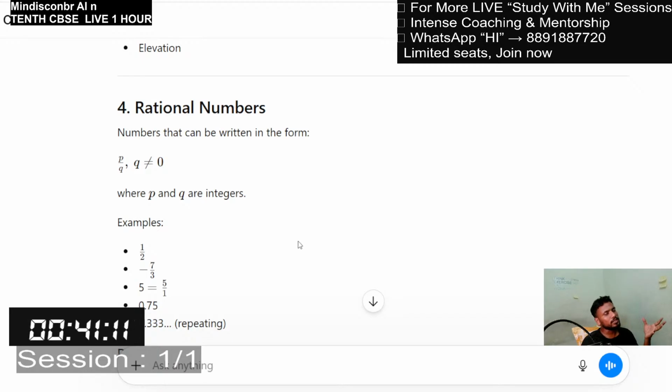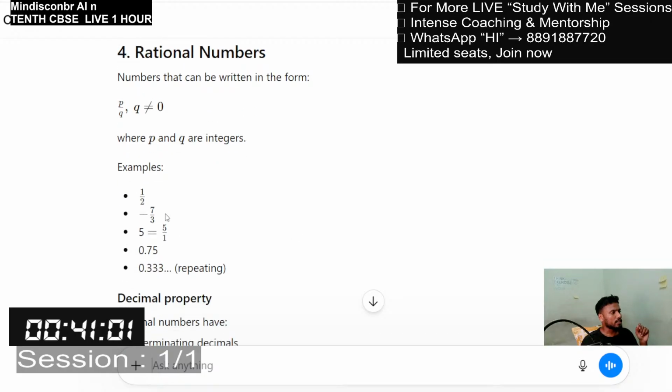So rational numbers should be expressed in the form p by q, in which p and q are integers and q is not equal to 0. Those are the two conditions that should be specified. For example, 1 by 2, minus 7 by 3. 5 is also a rational number, because 5 can be expressed as 5 divided by 1, in the form of p by q.